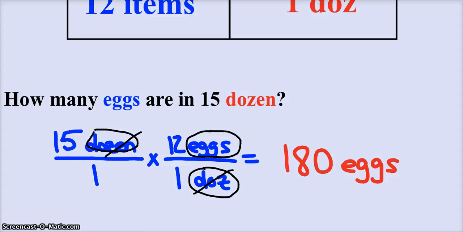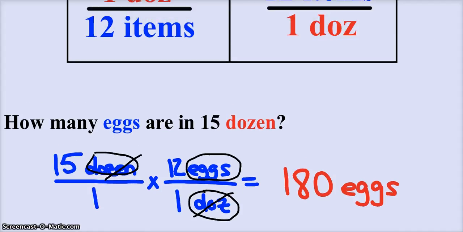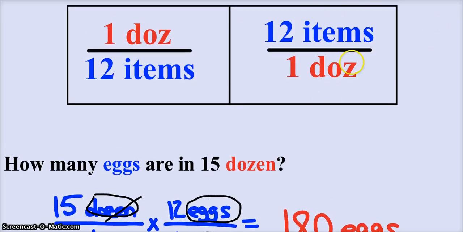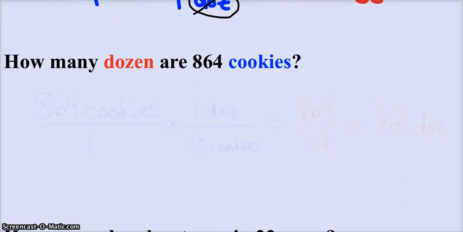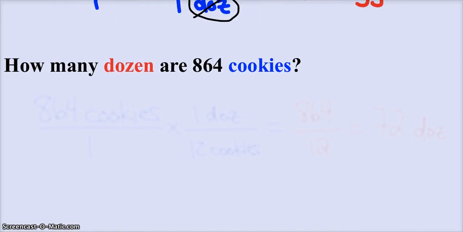Now I know you're thinking, duh, I could have just done 15 times 12. This tool, dimensional analysis, will become much more helpful when we start using chemistry terms and reactions and all that kind of stuff that isn't as familiar to you as eggs and dozens. So for this problem we used 12 items over 1 dozen, that conversion factor. Here's a question that says, how many dozen are in 864 cookies?